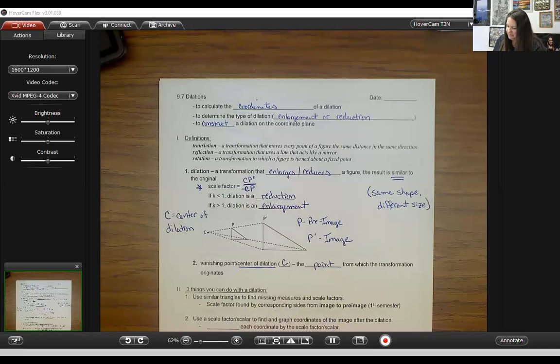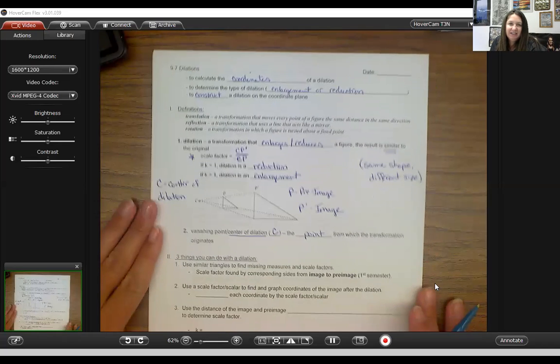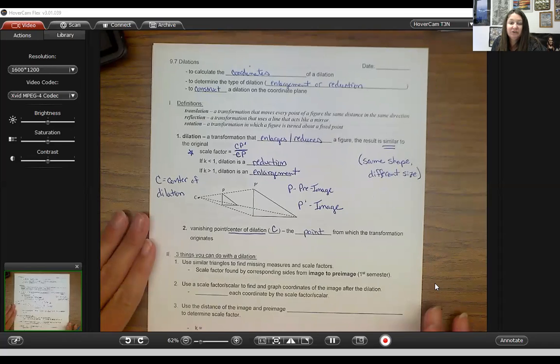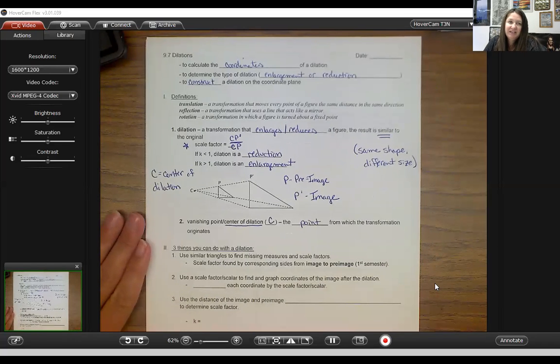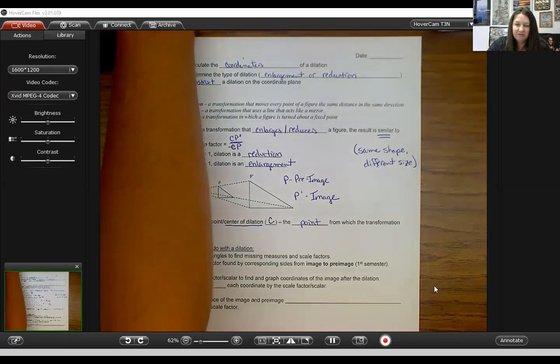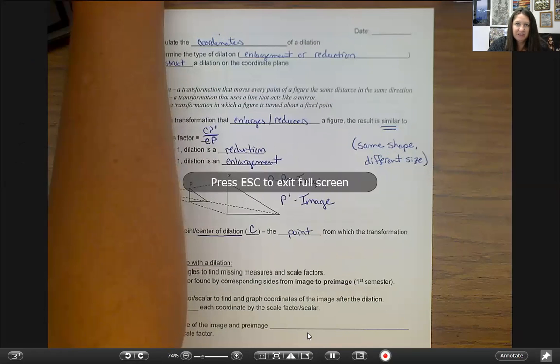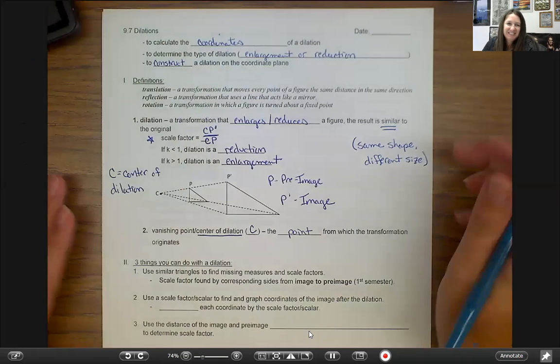All right. Okay, so today we want to be able to do three things with our dilations. First, we want to be able to calculate the coordinates of dilation. We also want to determine if our dilation is going to be an enlargement or reduction. And we want to be able to construct that or look at that on the graph. Go ahead and make this bigger. There we go. So we can see.